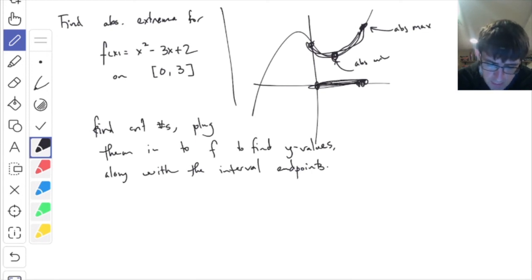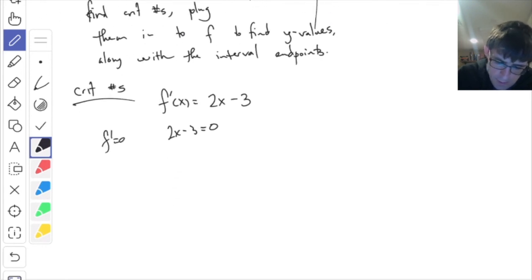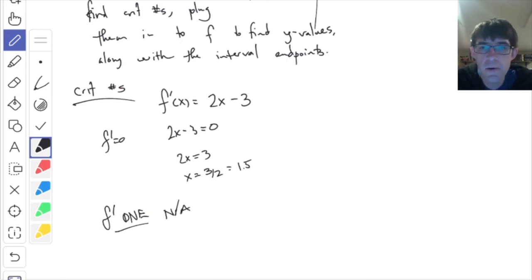In this example, I'm going to find the critical numbers first. We take the derivative. In this case, it's just 2x minus 3. We set this equal to 0 and solve, so I get 2x minus 3 equals 0. Solve for x. 2x equals 3, x equals 3/2, also known as 1.5. All right, and then f prime does not exist. This never happens in this example because I don't have any denominator or anything. That's the only time when the derivative would fail to exist.